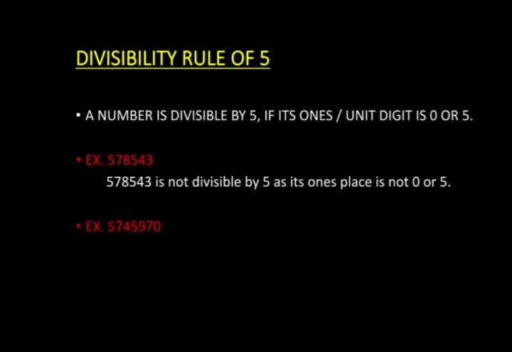Let us see another example. In this given number, how do we read this number? 57,45,970. In this given number, which number is in ones place? 0 is in ones place. So in divisibility rule, what is the rule actually? If we have 5 or 0 in ones place, the number is divisible. Correct. So here what we can say, the number is divisible by 5 as its ones place is 0.